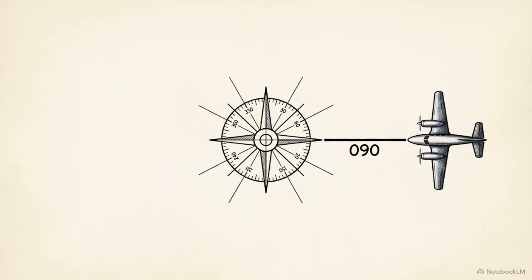To prove how these are independent, let's look at a classic testing scenario. Here on the map, we have an aircraft sitting directly on a line extending to the east, labeled 090. The aircraft is facing north. Because the aircraft physically sits in space to the east of the transmitter, it is located on the 090 radial. Radials are always measured away from the station.